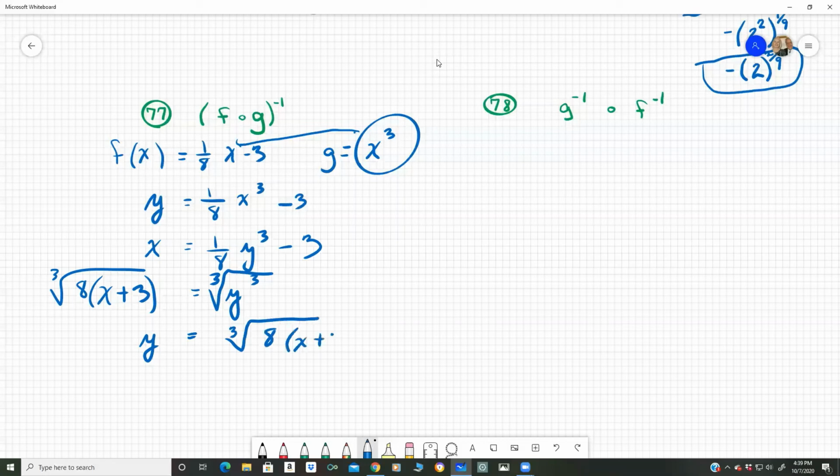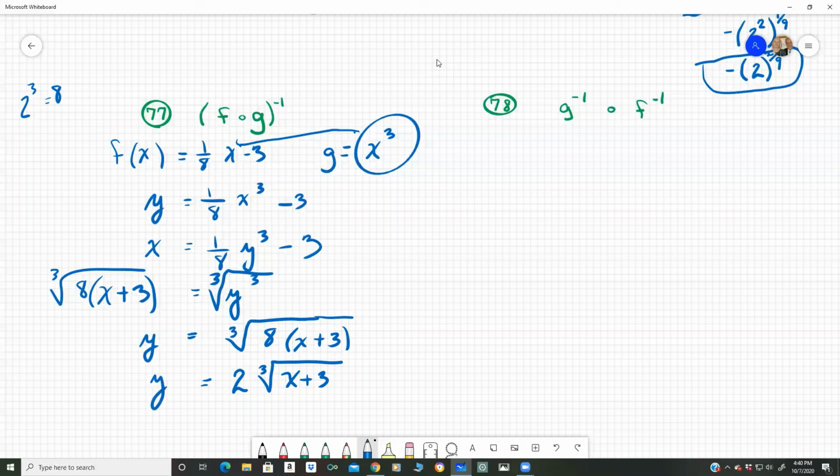And in this case, it actually works better to leave this as it is instead of distributing the 8, because we know that 8 is the same thing as 2 to the third. So we know 2 to the third is 2 times 2 times 2, which is 8. So therefore, we can take out our 2 on the outside, we still have the third root, and we have x plus 3 either in parentheses or not, and that is equal to y, and that is our answer.